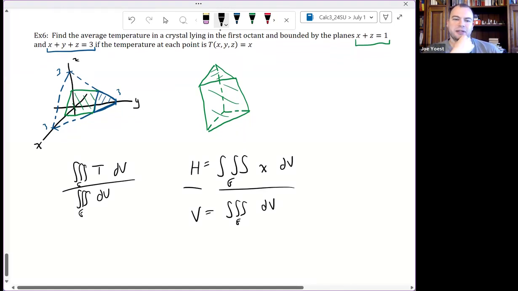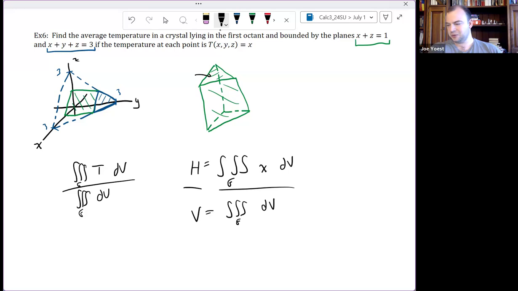Okay, so I noticed that this angled bit here is going to be the annoying piece to work with, so I probably want to start with that one. I probably want to start by allowing y to go from y equals 0 up to, well, the point that we're interested in for y is on this blue plane, x plus y plus z equals 3, or that's y equals 3 minus z minus x.